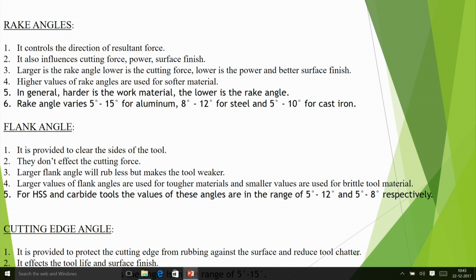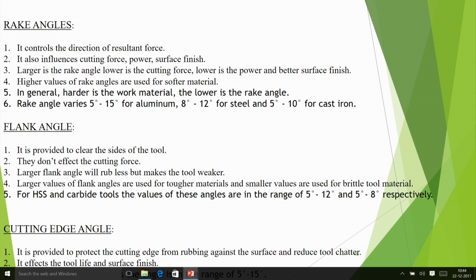As I told, exactly what the proper angle should be has to be scientifically optimized, otherwise people do it by experience, and by experience they understand that this particular amount of rake angle will give me good result.